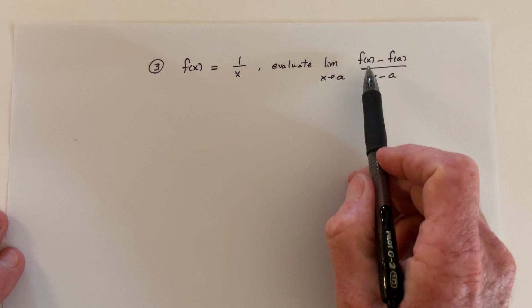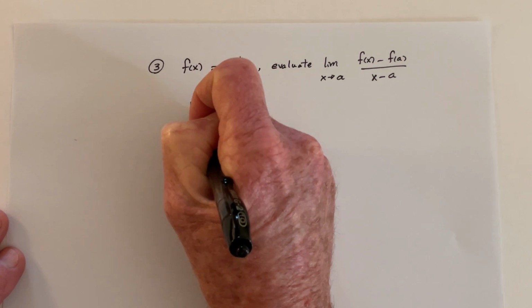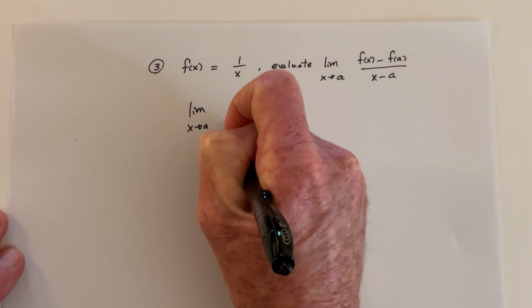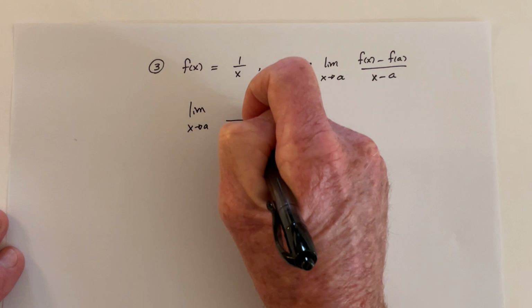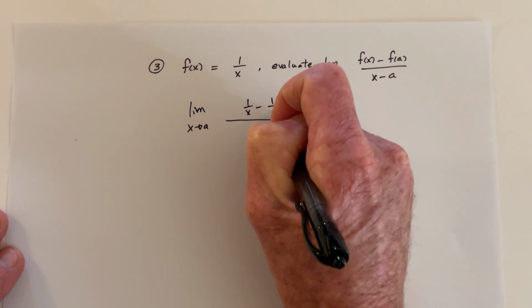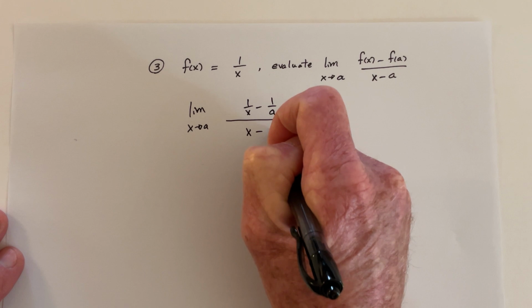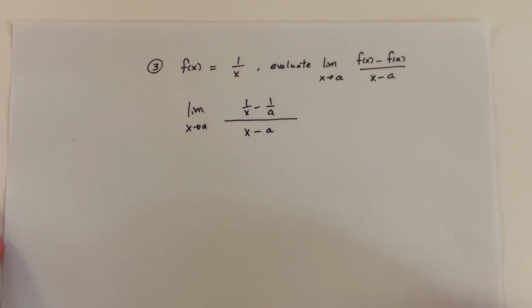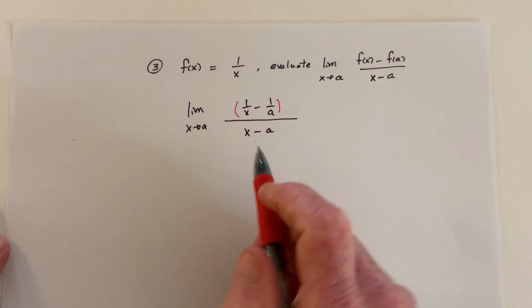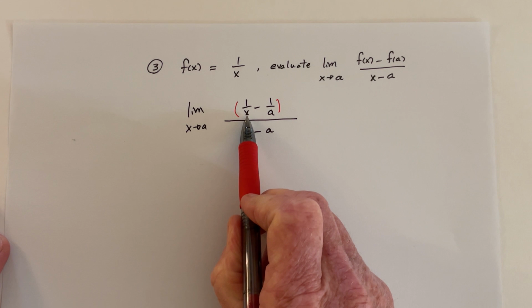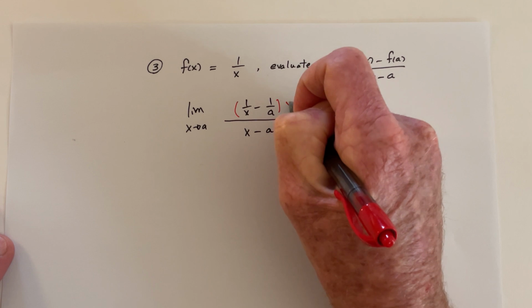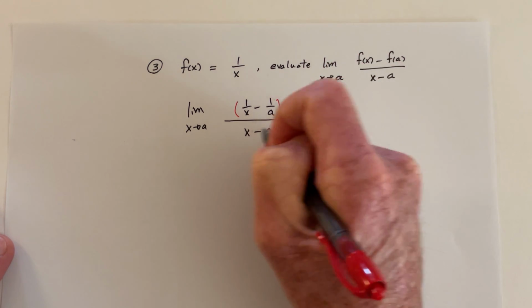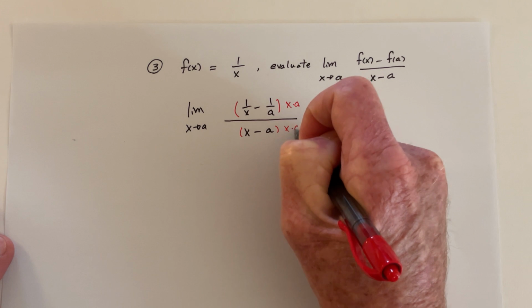Okay, so this is going to be take the limit as x approaches a, and this will be 1 over x, and this will be 1 over a. And then just copy down x minus a on the bottom. And because this is a compound fraction, what I'm going to do is simplify it. So take the common denominator here. So with an x and an a, the common denominator is x times a, or a times x, whichever you prefer. And then multiply on the top and the bottom by x times a.